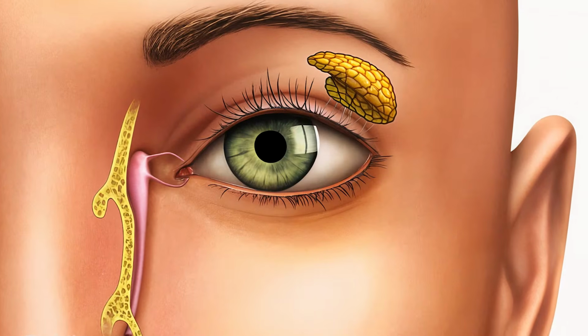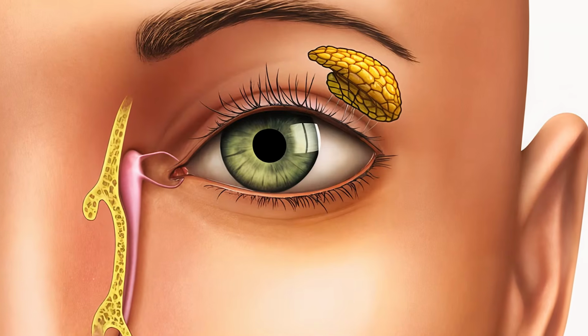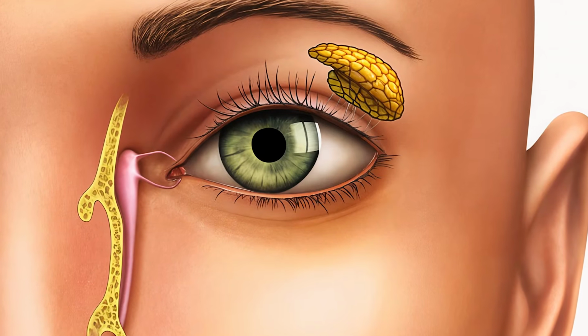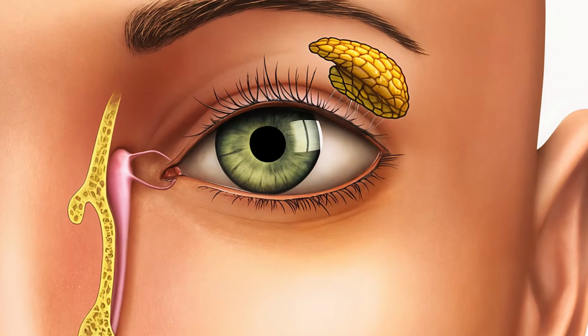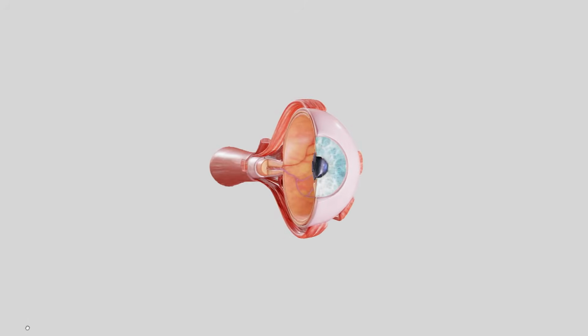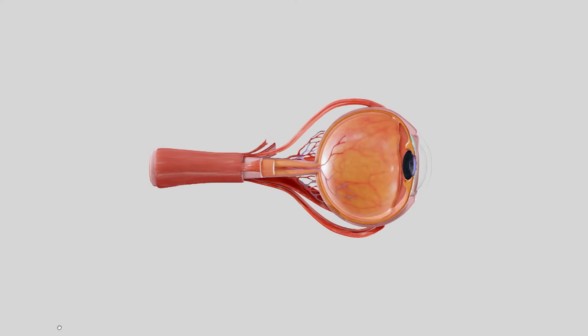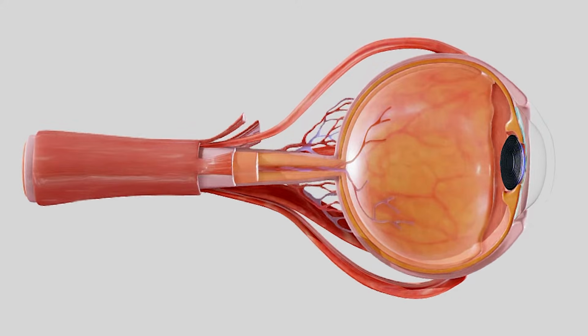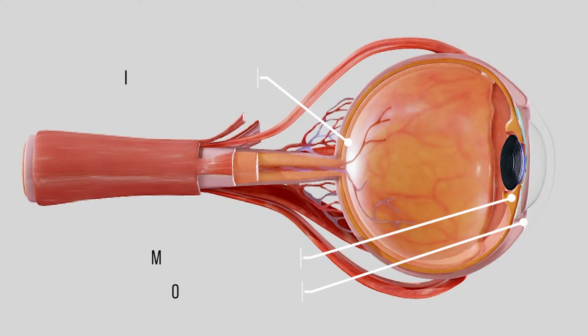In tandem with these, the lacrimal apparatus produces the tears that not only moisten the eye, but also help remove any irritants, ensuring the cornea remains clear and receptive to incoming light. Internal structures of the eye. Inside the eye, three primary layers form a complex system that transforms light into electrical signals. These layers are arranged concentrically and include the outer fibrous tunic, the middle vascular tunic, and the inner nervous tunic.